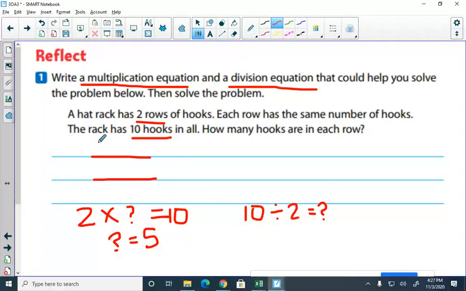And 10 divided by 2. So we're going to take 10 hooks, and I'm just going to model that out. Count out to 10, putting 1 on each of the rows. 1, 2, 3, 4, 5, 6, 7, 8, 9, 10. And I can easily see that there are 5 hooks on each row. So that's fact families.